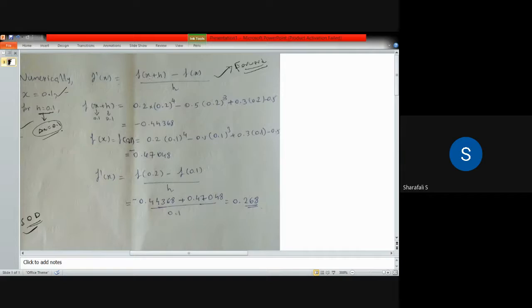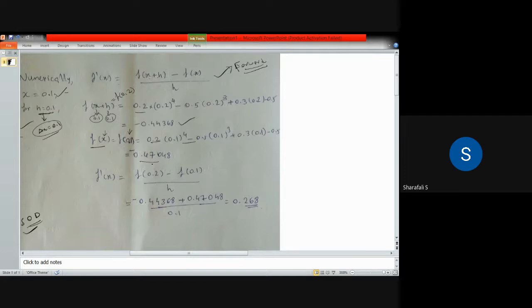So what will be the result? f of x plus h is 0.1 plus 0.1, which is f of 0.2. So this is nothing but f of 0.2, and f of 0.2 is found by substituting 0.2 in the f of x equation. That will give you this particular solution, minus 0.44368. Similarly, find f of x. What is x? We had to find the value of the function at x equal to 0.1, so substitute that 0.1 in the given polynomial function.